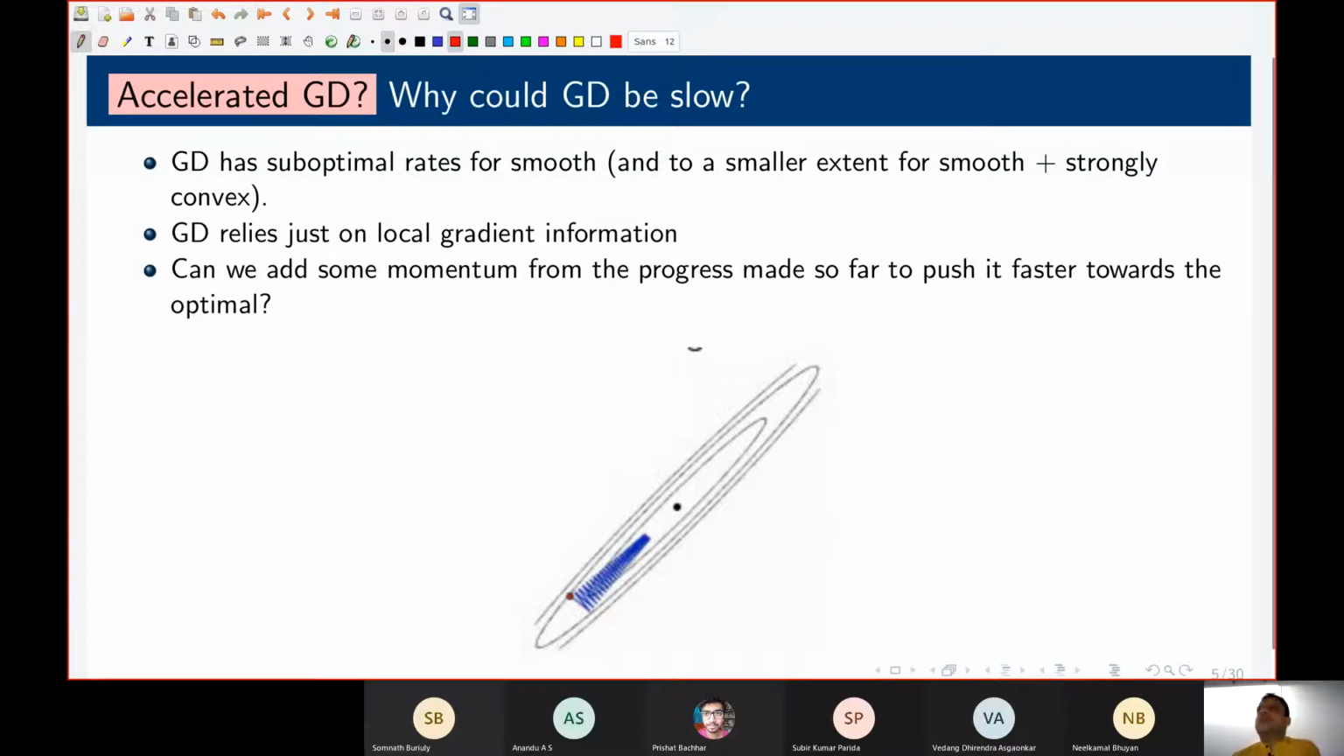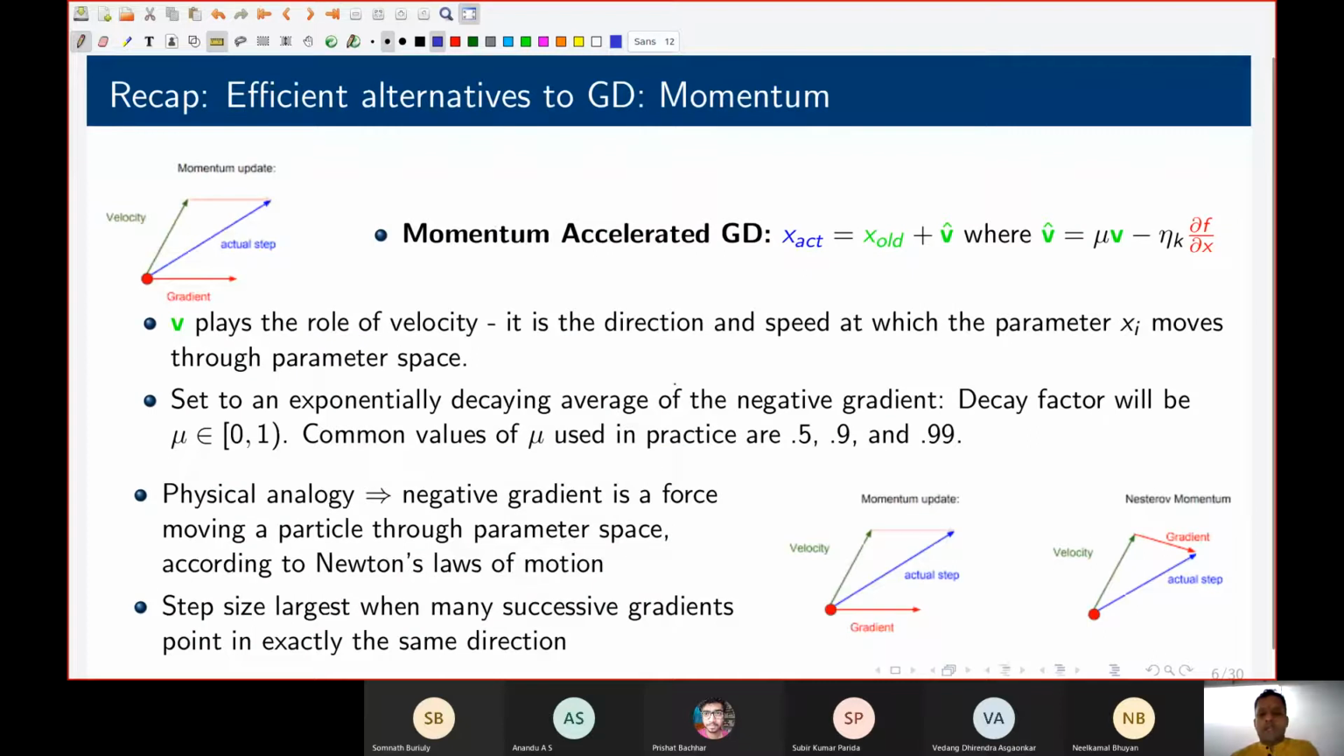I zoomed into this figure and showed that there's a lot of oscillation. Can we add some momentum from the progress made so far so that we tend to go slightly straighter instead of oscillating? In that context, we had said the whole idea is we'll come up with a velocity. The velocity can then be complemented with gradient descent.